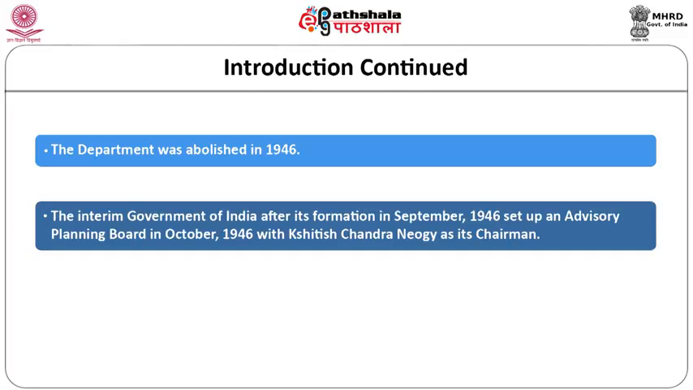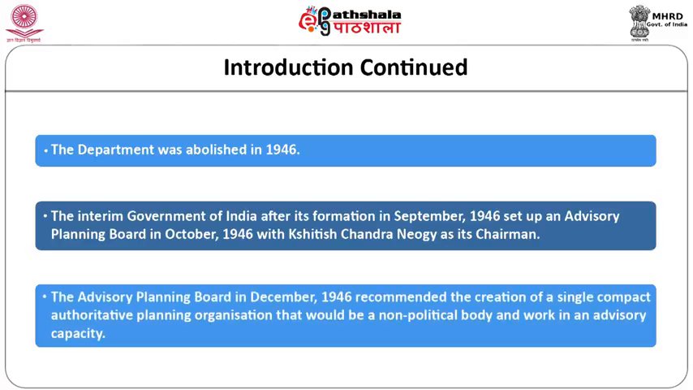The interim government of India, after its formation in September 1946, set up an advisory board under the chairmanship of Sri K.C. Niyogi. The Advisory Planning Board in December 1946 recommended the creation of a single compact authoritative planning organization that would be a non-political body and work in an advisory capacity.